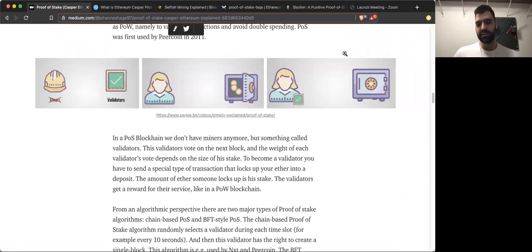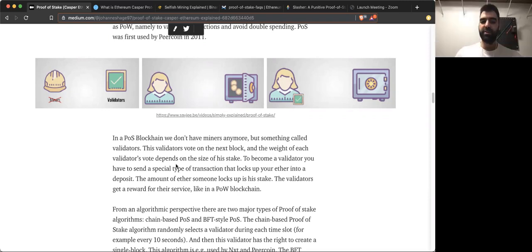Okay, so in proof of stake, as they describe in this paragraph, there are no miners anymore. There's no one trying to solve these cryptographic problems, but there are people called validators now. The validators vote on the next block. One important feature is that the vote of every validator is weighted by how much stake they have in the network.